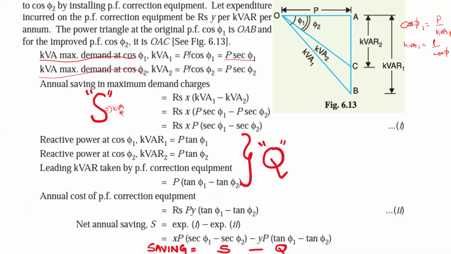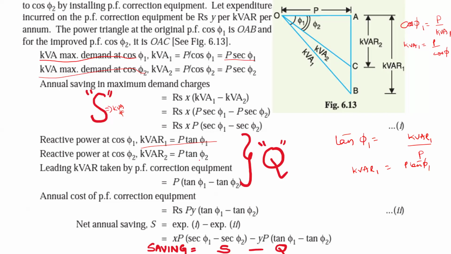Same for the reactive power Q. From this triangle, what's the value of tan phi 1? It is obviously kVR1, the opposite side, divided by P. From that, the value of kVR1 from the above triangle is obviously P into tan phi 1. That's what they have written. It is the reactive power in terms of kVR1.